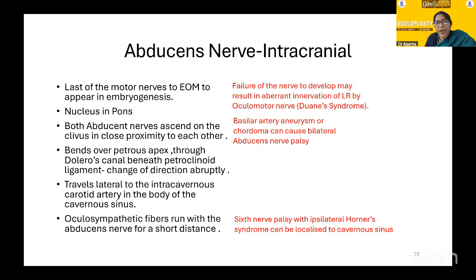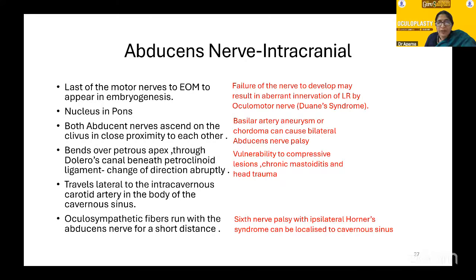The basilar artery aneurysm or chordomas can cause bilateral abducens nerve palsy, as both the nerves are running in close proximity in this area. And as the nerve bends over the petrous apex beneath the petroclinoid ligament, there is an abrupt change of direction. So this makes it vulnerable to compressive lesions, chronic mastoiditis, and head trauma.